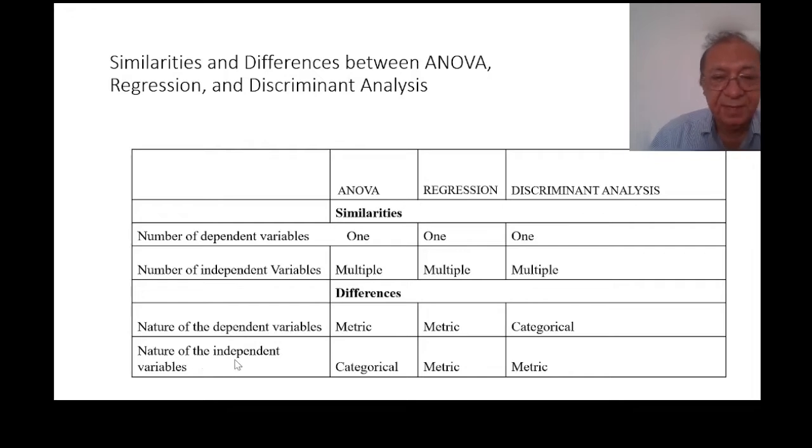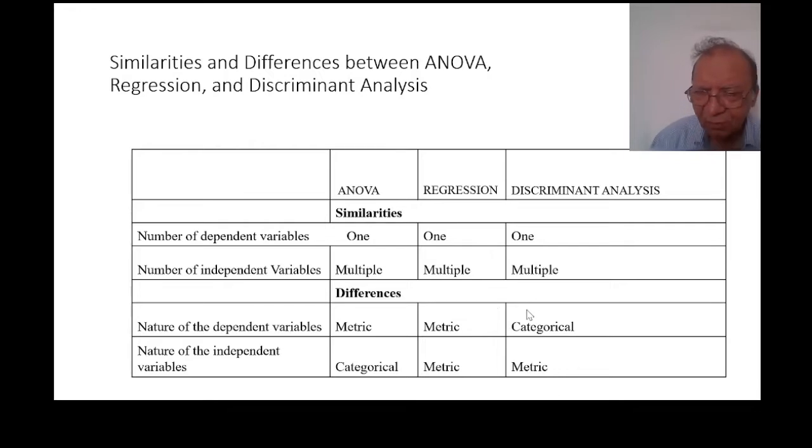In the case of independent variables, in ANOVA it is categorical. But in regression and discriminant analysis, it is metric. In regression, independent variables are metric, and in discriminant analysis also it is metric. So in discriminant analysis, our dependent variable will be categorical, but our independent variables will be metric.